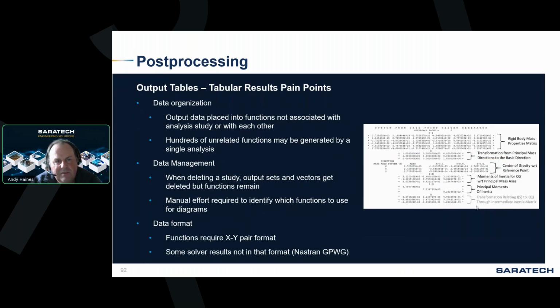Now the functions are placed into an analysis study with the other results. You could have hundreds of unrelated functions, because you could have hundreds of these generated by a single analysis. It was hard to know where they belonged with each other. So now when you delete a study, the output sets and vectors will get deleted, and the associated output tables. Before, you couldn't really find them, you had to go identify where they were, and if there were any ID gaps, it could be a real pain in the neck.